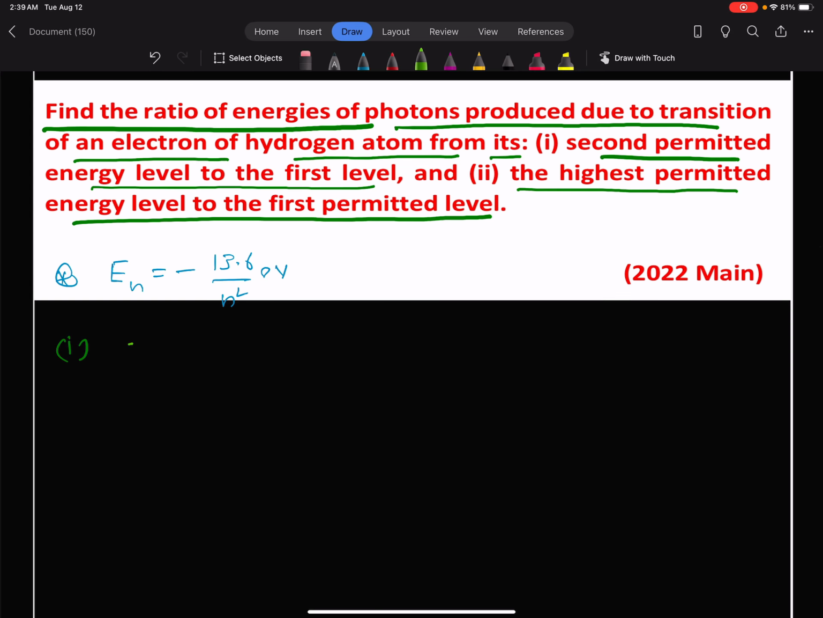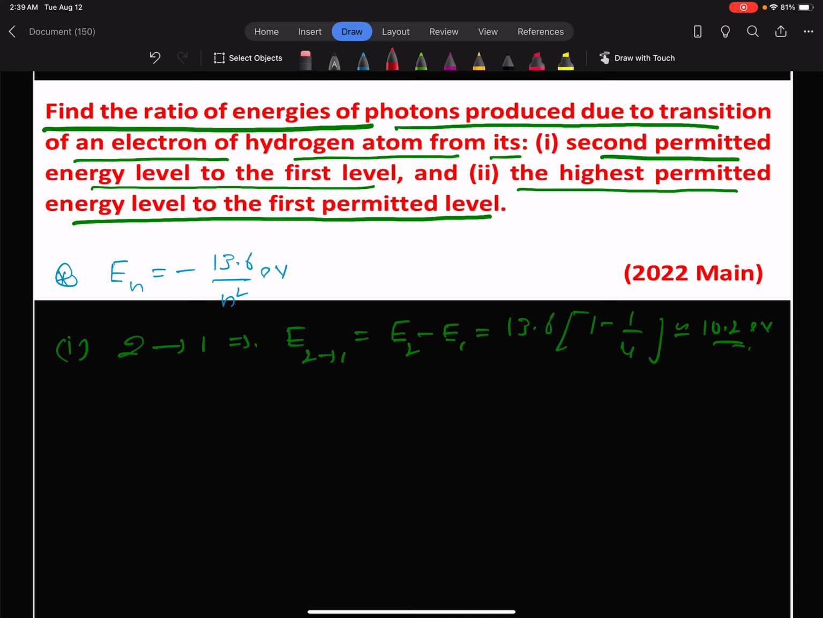First transition from the second to 1, therefore we can say energy from second to 1 will be equal to E2 minus E1, which can be written as 13.6 times 1 minus 1 upon 4, and this comes as approximately equal to 10.2 electron volt.